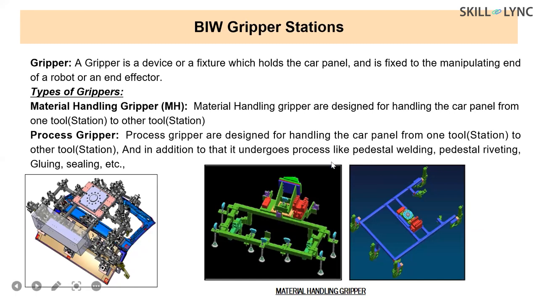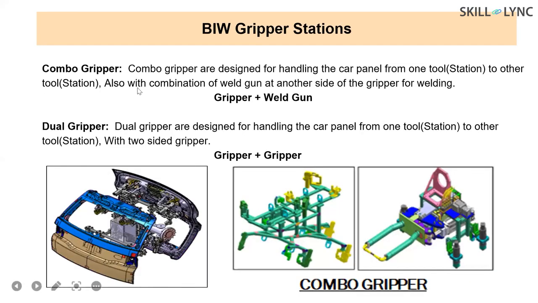We'll have welding guns where we can perform spot welding over these regions. Or we'll have riveting, where it can perform riveting on the respective spots. We'll also have gluing or sealing. That's also possible.